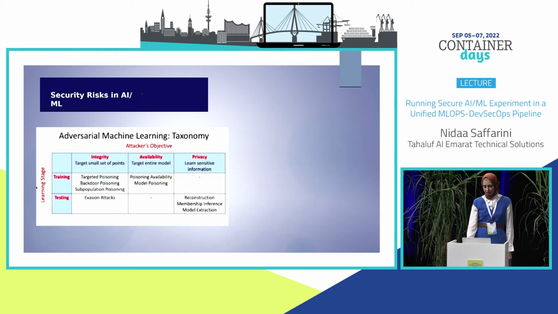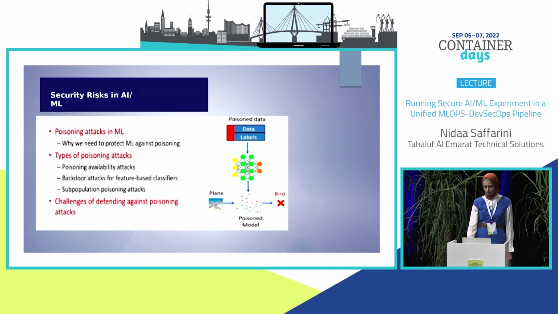So this is more detail about the adversarial machine learning attacks that we have. For example, we have three types of poisoning attacks: availability, backdoor, or subpopulation. For example, if we train a model that can recognize a plane, and we have one of the poisoning attacks, when we run the app using this model, it could recognize it as a bird, not as a plane. This is the result when the data is poisoned.